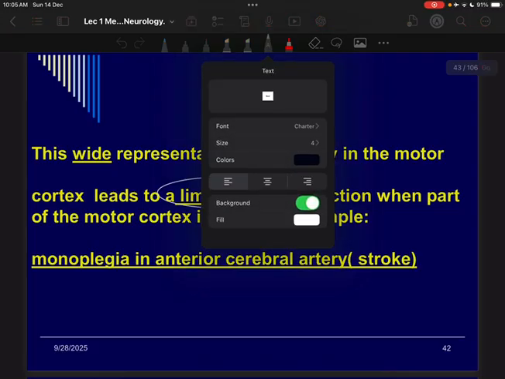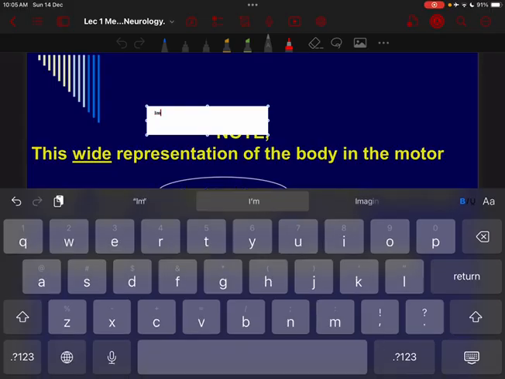There is a wide representation of the body in that area.